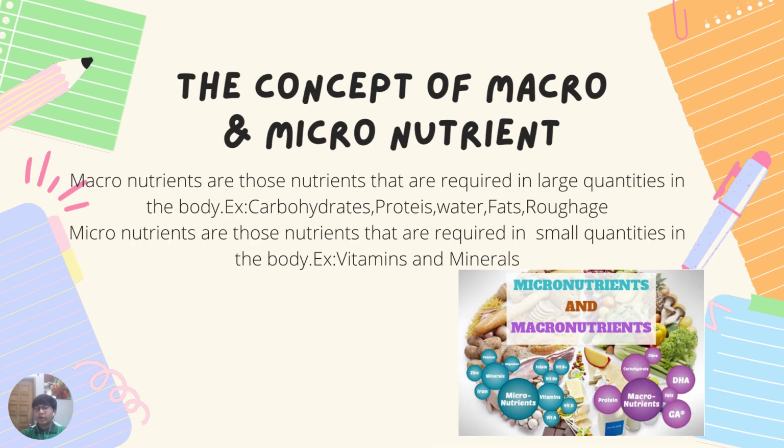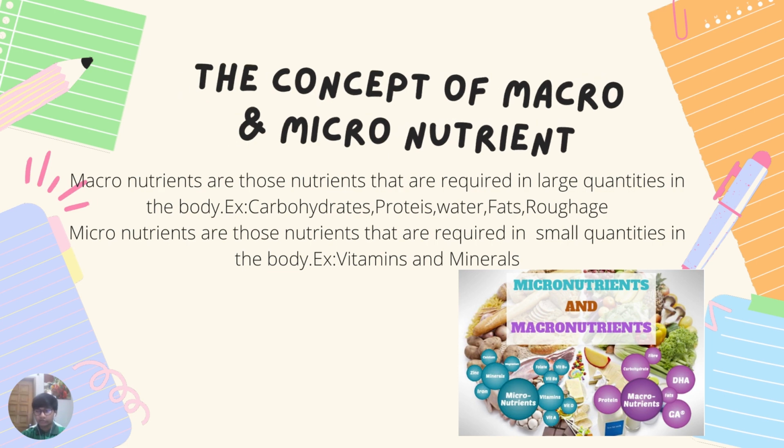Now, the concept of macro and micronutrient is quite important. Macronutrients are those nutrients that are required in large quantities in our body. For example, carbohydrates, proteins, water, fat, and roughages are those nutrients. On the other hand, micronutrients are those nutrients that are required in very small quantities in our body. For example, vitamins and minerals are micronutrients.